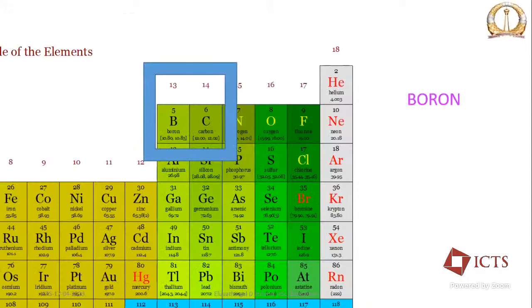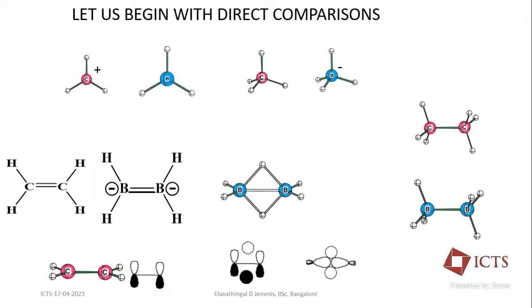Now, you can compare boron to carbon and say that, okay, wherever there is carbon, we can replace it by a B minus, right? 1 electron difference. If that is the way, of course, there is CH3 plus, we have BH3, CH4, we have BH4 minus. So there are lots of direct comparisons.